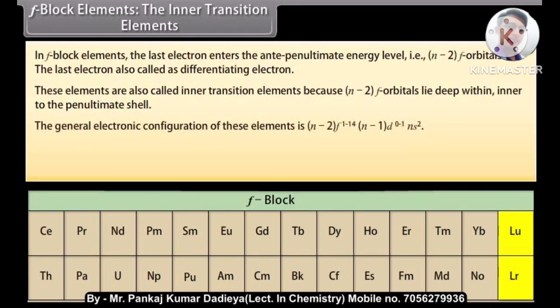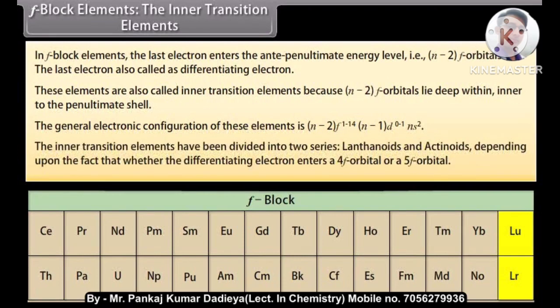The general electronic configuration of these elements is (n-2) f1 to 14, (n-1) d0 to 1, ns2. The inner transition elements have been divided into two series, lanthanoids and actinoids, depending upon whether the differentiating electron enters a 4f orbital or a 5f orbital.